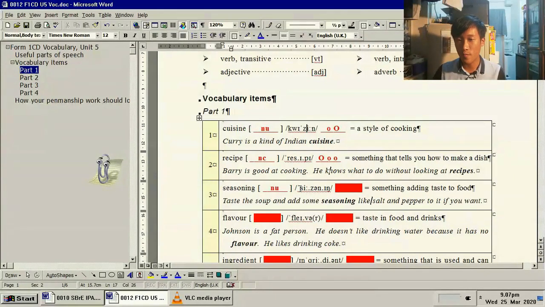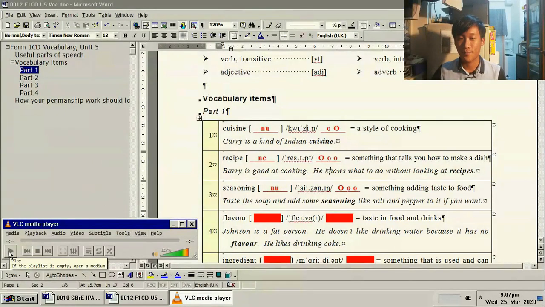So syllable 1, stressed, da, and then syllable 2 here, and then syllable 3, da, seasoning. Examples will be salt and pepper, right? So you add more taste to the food. This kind of things, we call them all together. The grouping name is seasoning. So let's practice reading.